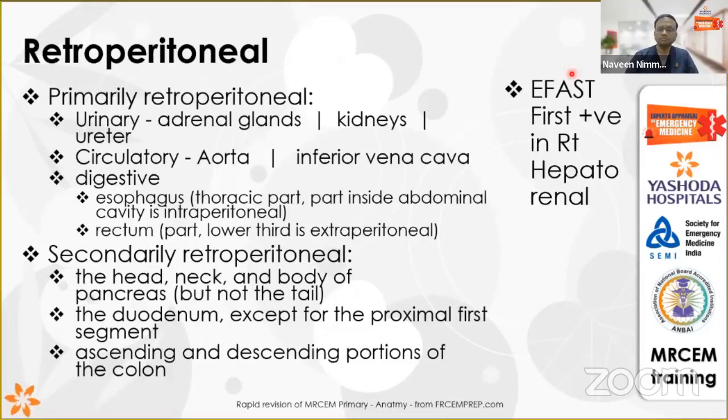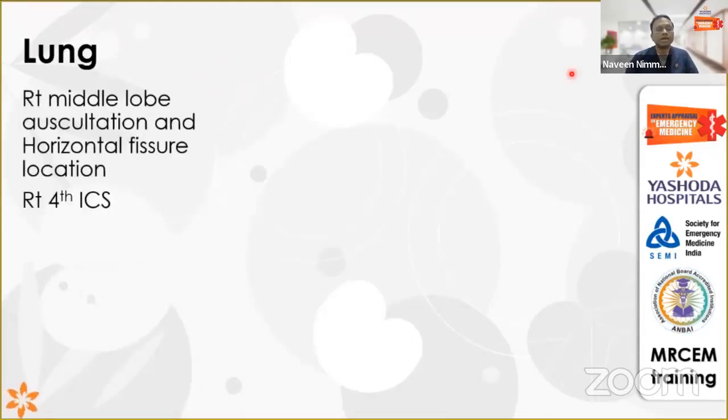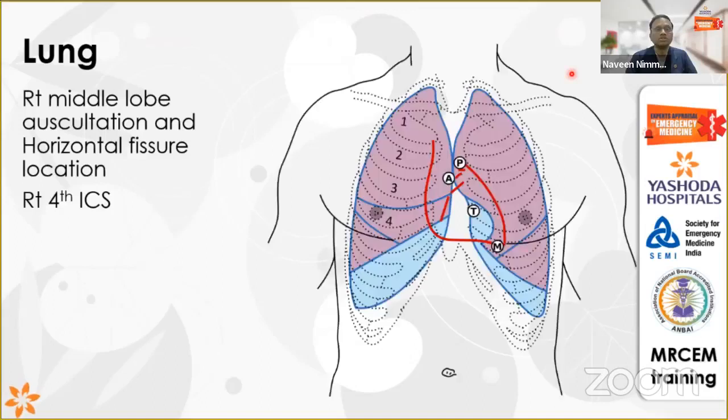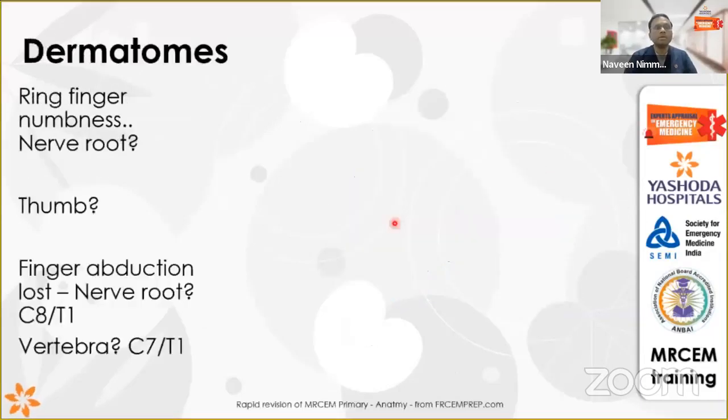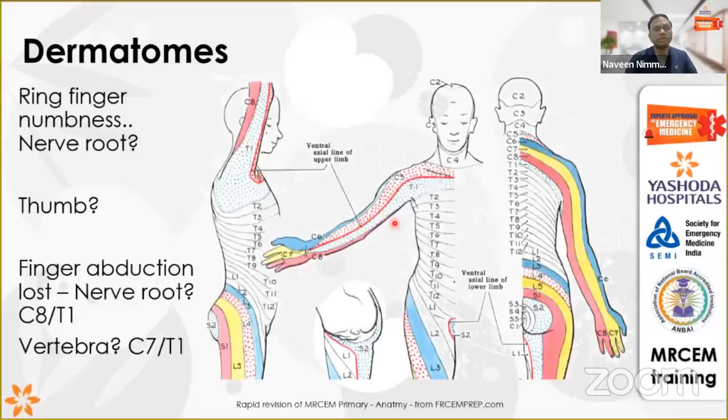Coming to dermatomes again, the ring finger, that is C6. And sometimes they will ask you the nerve root, that is C6. Sorry, ring finger is C8, thumb is C6. And if they say that finger abduction is lost, which nerve root is affected? So abduction is handled by PAD and DAB. So PAD and DAB, they're supplied by the ulnar nerve. So ulnar nerve has a nerve root of C8 T1. If they ask you the nerve root, you can say C8 T1.